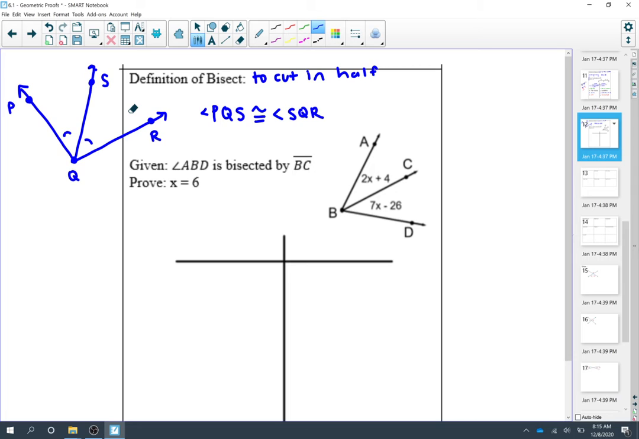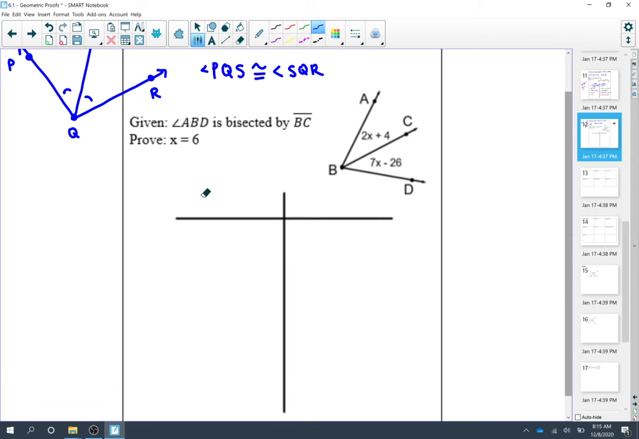Now let's look at what that looks like in a proof. So we are given the image. We're going to put work. We're going to put reasons. I'm going to put number 1, which is always our given. This time we are given that angle ABD is bisected. Okay, and then there's a key word that you should be looking for.